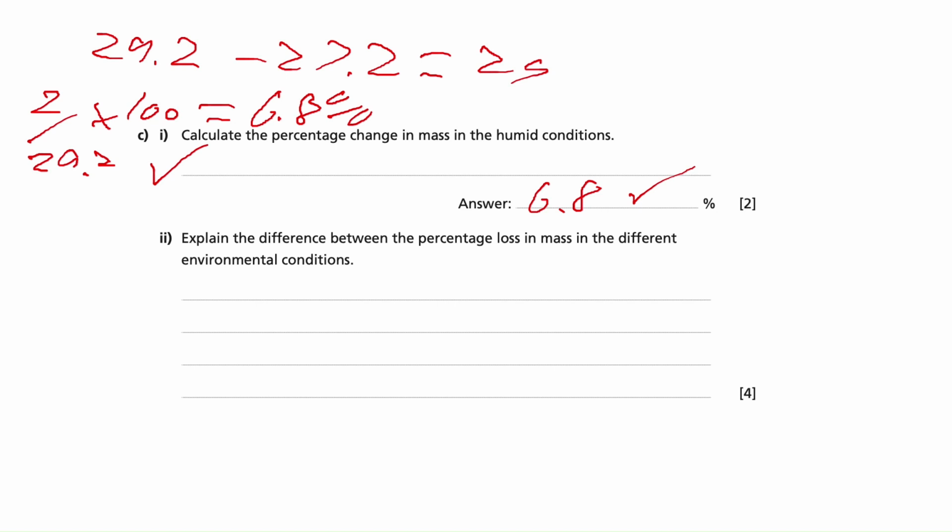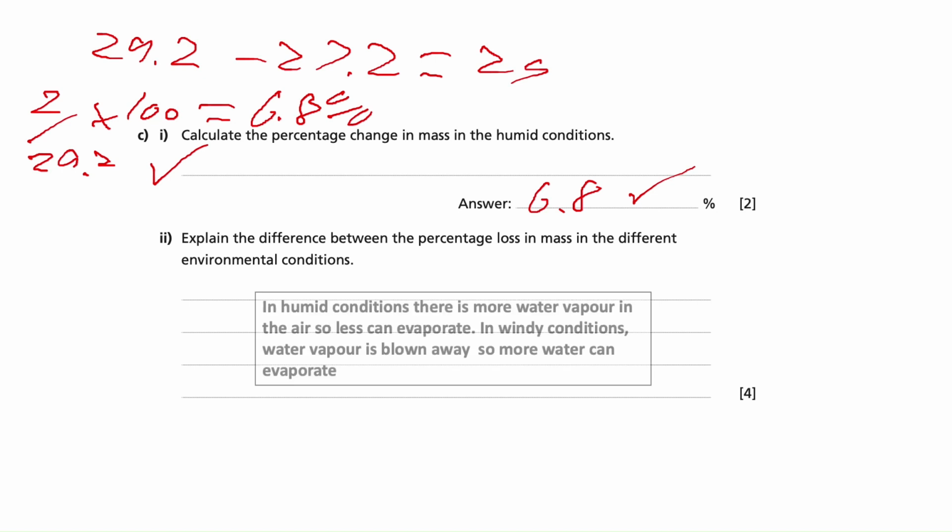C part 2. Explain the difference between the percentage loss in mass in the different environmental conditions. So we've got 3 environmental conditions, haven't we? Normal, humid, and windy. So obviously we don't need to talk about the normal conditions. We need to talk about how the humid and the windy conditions are different, and they're kind of opposites in a way. So in humid conditions, there's more water vapor.